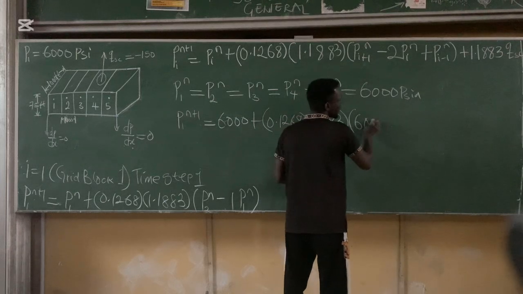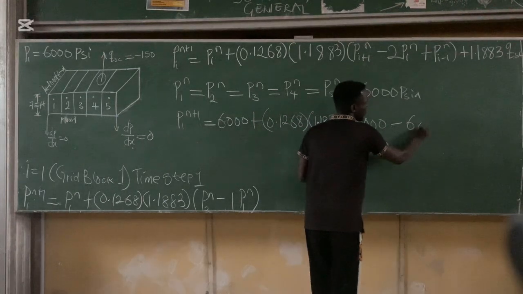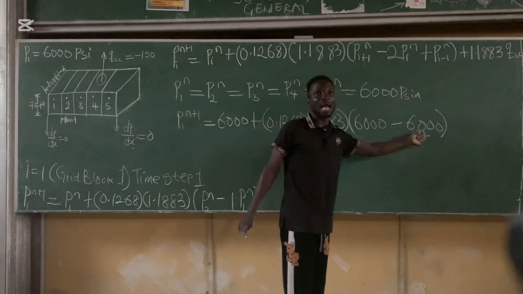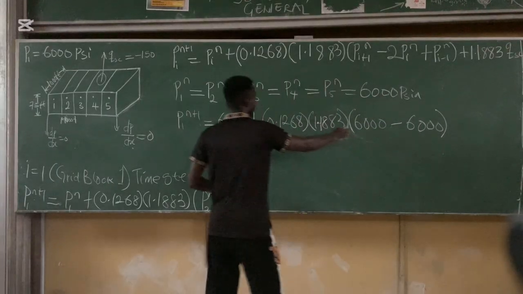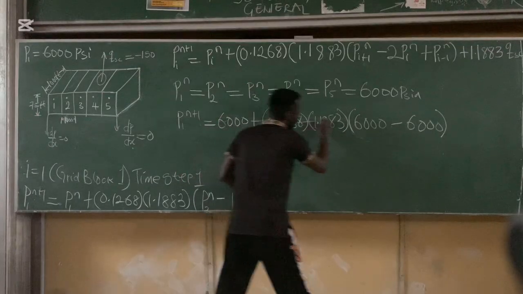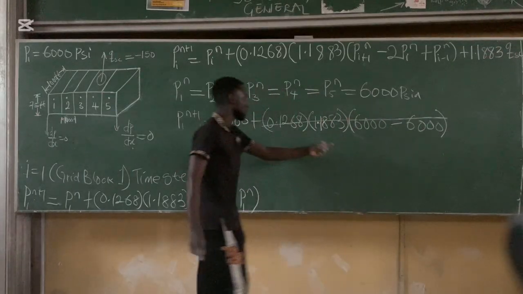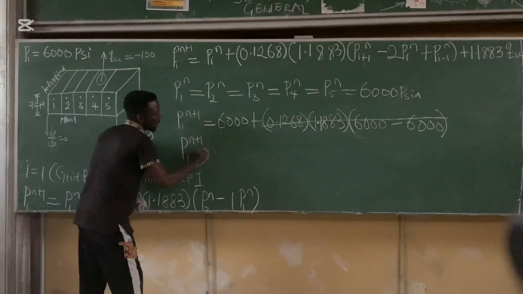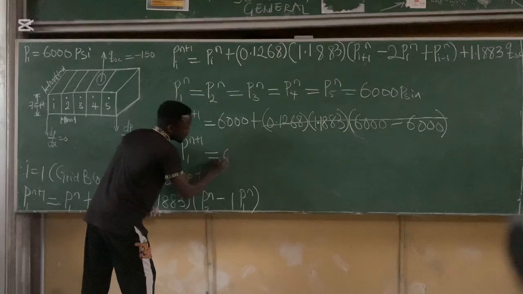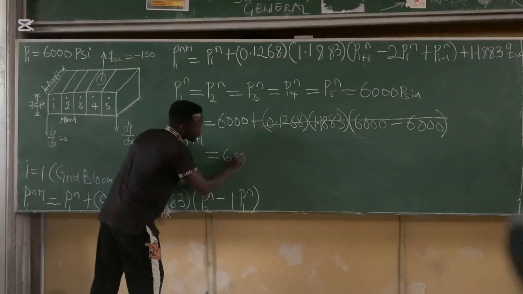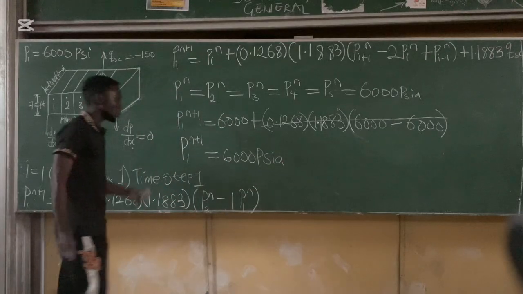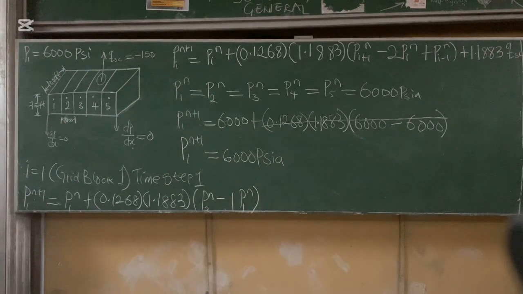So this becomes 6,000 minus 6,000. If that is the case, 6,000 minus 6,000 will give us 0. 0 times everything here becomes 0. If everything here is 0, our P1^(n+1) is equal to 6,000 psia. So we are done with P1^(n+1).